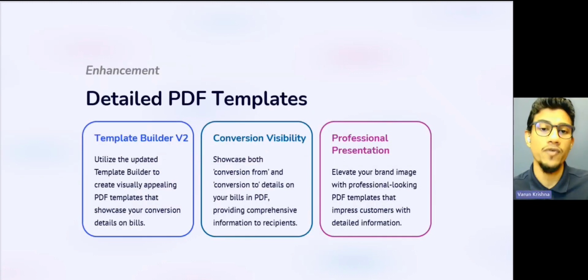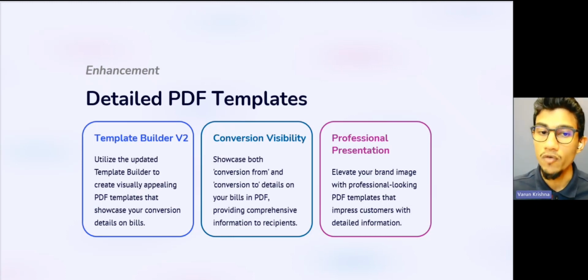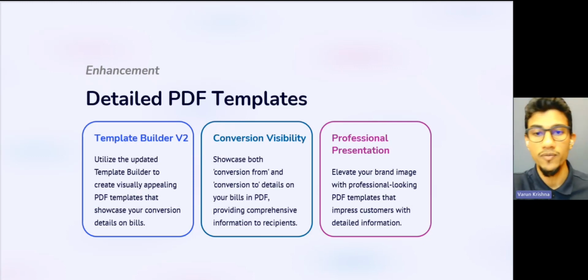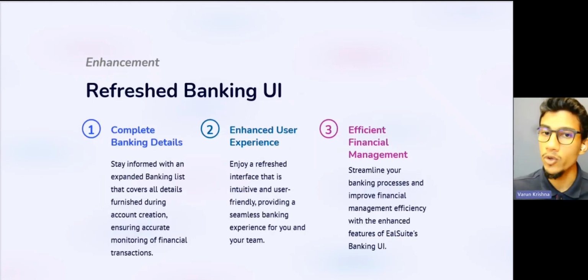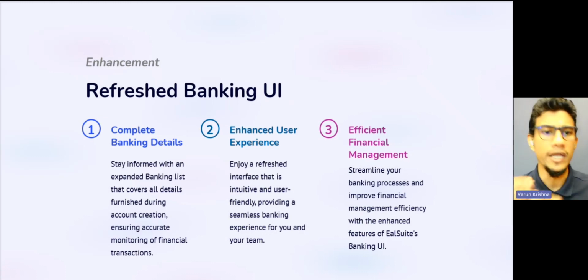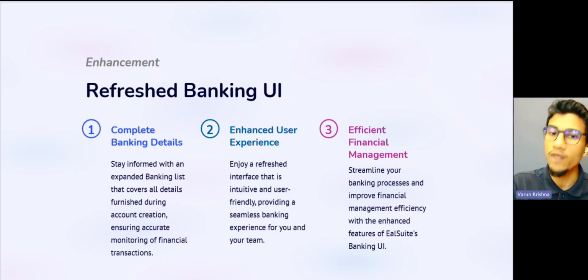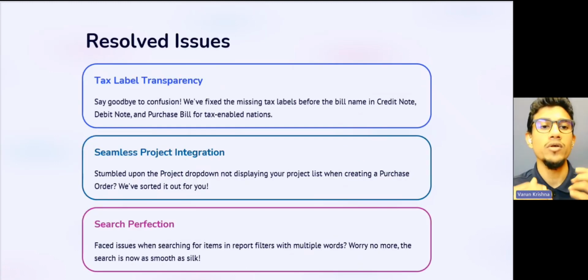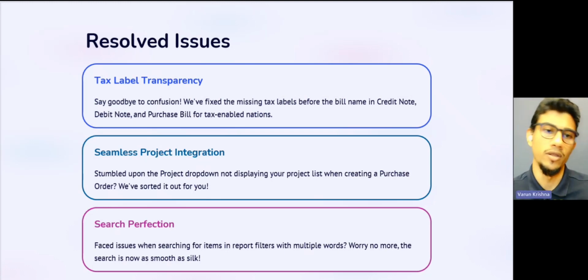Then we have the detailed PDF templates. We have introduced a conversion visibility where it will be showcasing a conversion from and a conversion to detail for all your bills in PDF. Then we have the refresh banking UI. I told you, we can just go to the bank detail, bank list itself, and you'll be able to see the account details, the person that you want to contact, phone number, even the banking URL, if what you've provided is correct, you'll be able to see that. Then we talked about 3 small minor issues that we have resolved during this release. So talking about the enhancements and features, that's all I have to discuss.